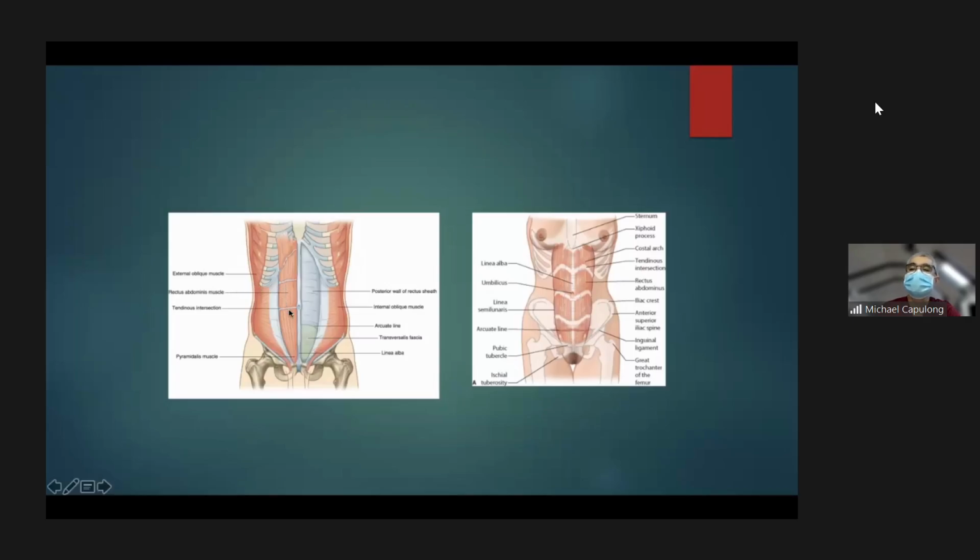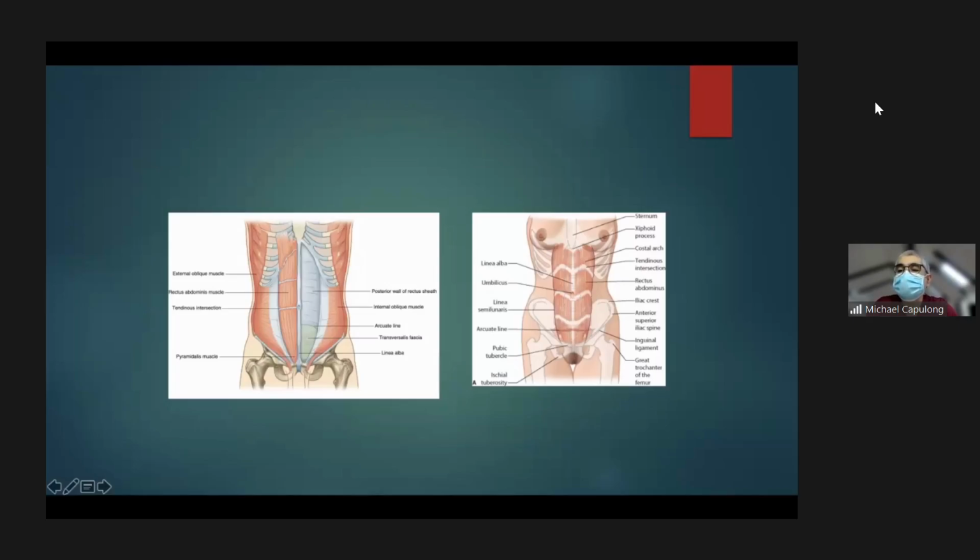divided by a horizontal line that crosses your rectus abdominis muscle. This is what you call your tendinous intersection. Normally, you have three of these horizontal lines. The first starts off in the subcostal region, the next at the level of the umbilicus, and the last one would be midway between the umbilicus and the pelvis. So this tendinous intersection is responsible for forming your so-called six-pack.